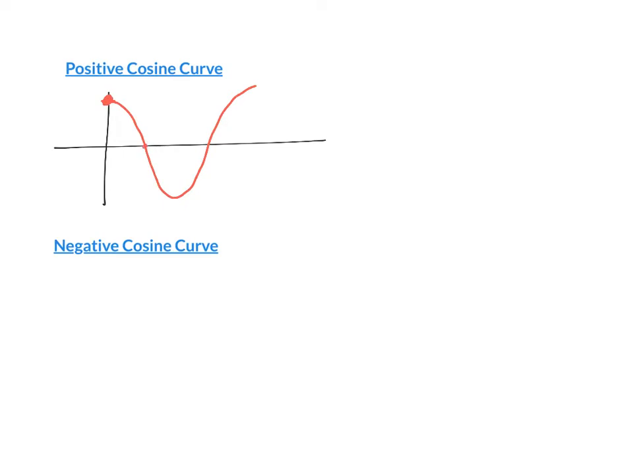So our points of reference are going to be these 5 points right here. This is our positive cosine graph that starts at the maximum value. That's very important to know, okay? And if you wanted to label this, this would be y equals just regular cosine of x.